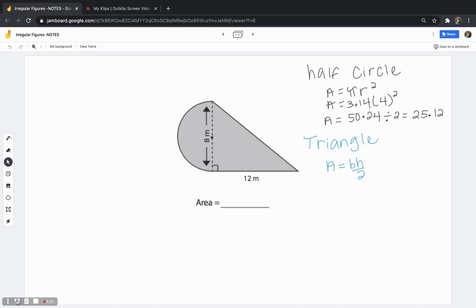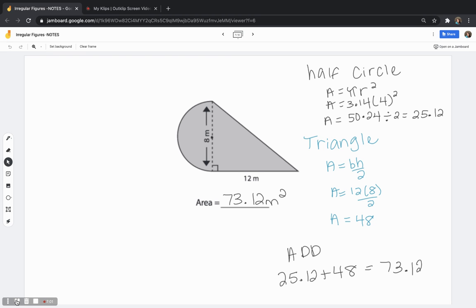Right, for the triangle, I have a base of 12 and a height of 8. So I'm going to say 12 times 8 divided by 2. And that's going to give me an area of 48 for the triangle. And because I want the area of the whole thing, everything is shaded, it means I'm going to add those two shapes together. And when I add the two areas together, I'm going to get a total area of 73.12.